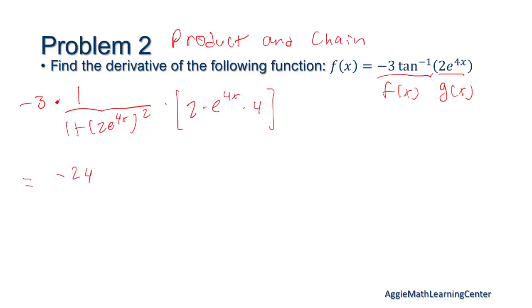So then this equates to -24 e to the 4x over 1 plus 4e to the 8x. I didn't show a lot of the steps, so please, any questions? I might write it a little better.